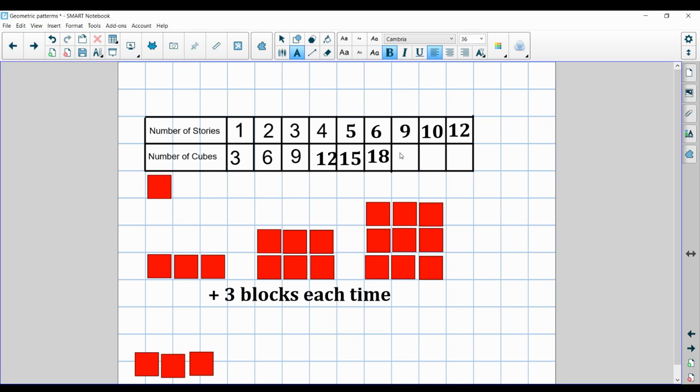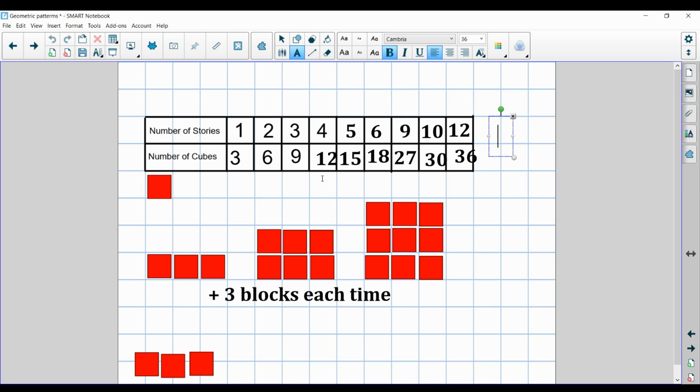Now, 9 times 3, 27. 10 times 3, 30. 12 times 3, 36. Finish the pattern. Okay. If I needed to, and I have my grid paper, I can also draw this out.